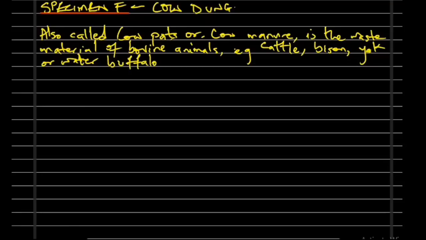All of these are the animals that make up the bovine animals. Now, looking at all of these, the waste they release are the things that we refer to as the cow dung or the cow manure.